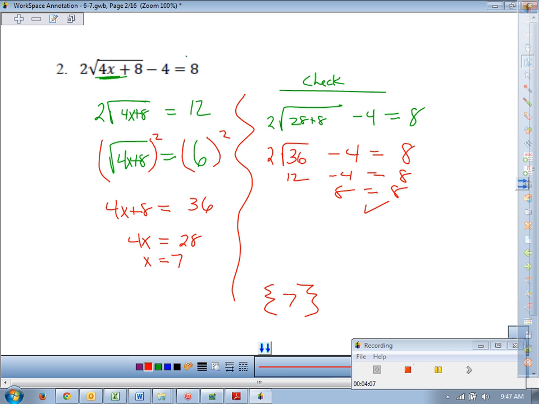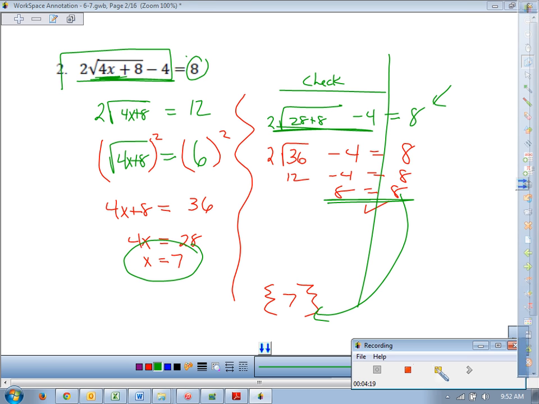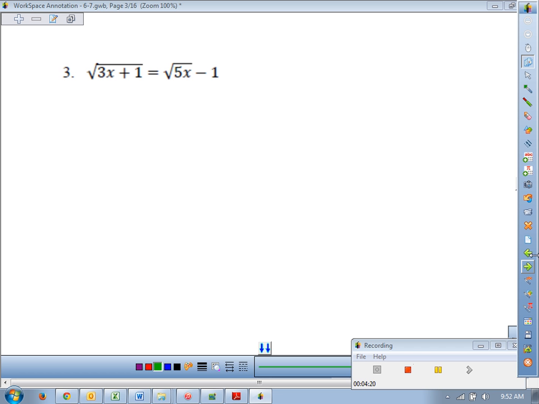Rock and roll? Be careful. Don't put 8 in the solution set. 7 goes in the solution set. Yes, ma'am. Next guy. Uh-oh. Something's real different in this problem. First 2 were warm-ups.